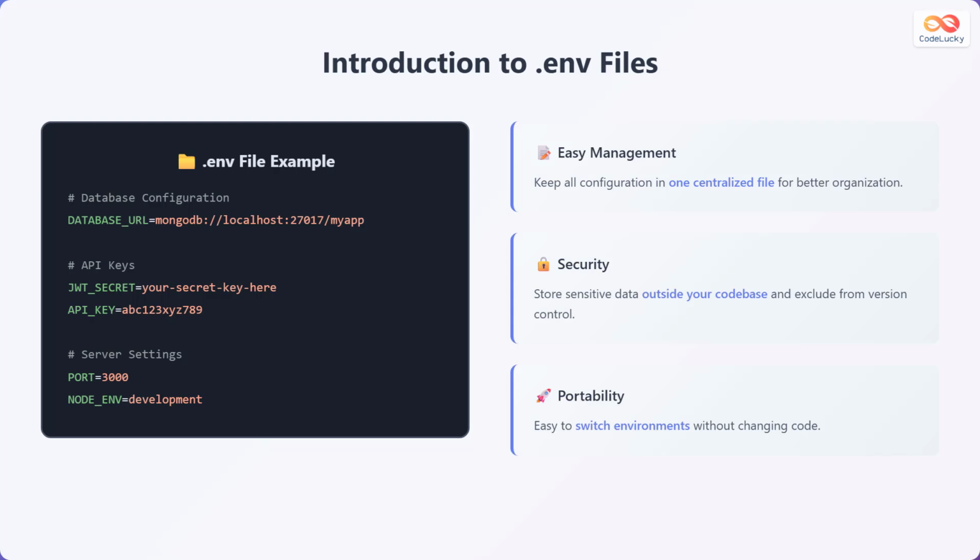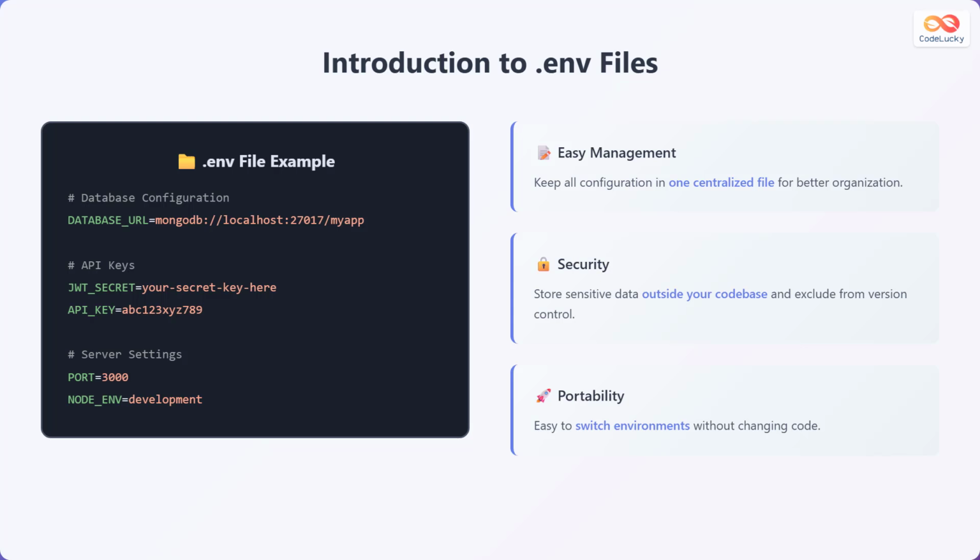Let's talk about .env files. Here's an example of how you can set up your .env file. You can have comments, like a hash symbol, database configuration, then DATABASE_URL=mongodb://localhost:27017/myapp. You can also add API keys: JWT_SECRET=your_secret_key_here, API_KEY=ABC123XYZ789. You can also set server settings: PORT=3000.